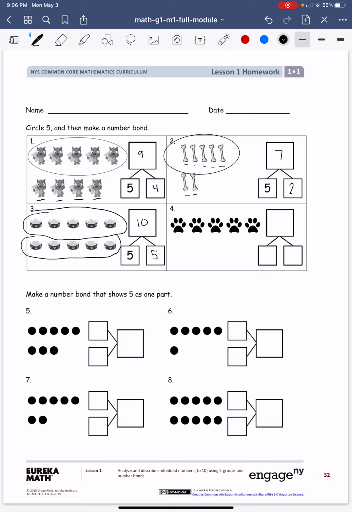For the next one, this one can be confusing. Since there's only 5, what you can do is circle the 5, which I will do right now, and then there's 0 left over. So we're going to put in 5 and 0. What is 5 plus 0? It's 5. So that's how you do the first 4 problems. Let's move on to the next part.